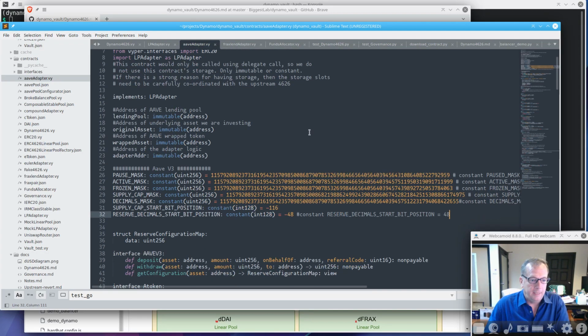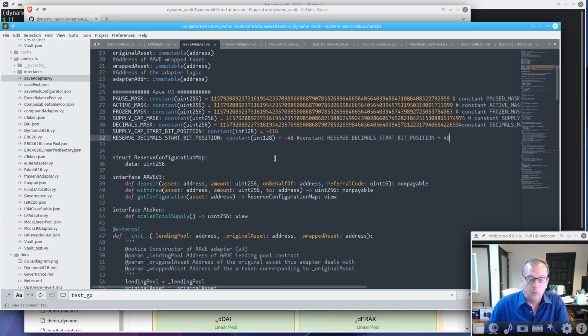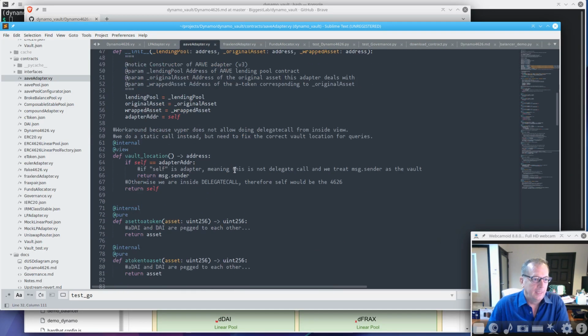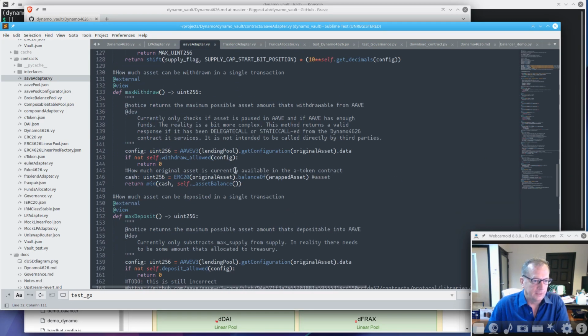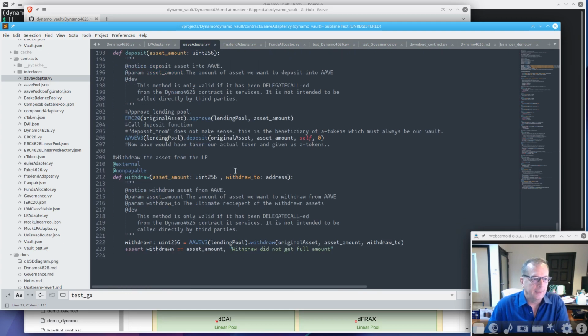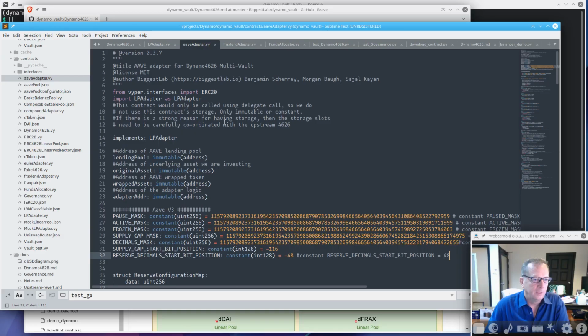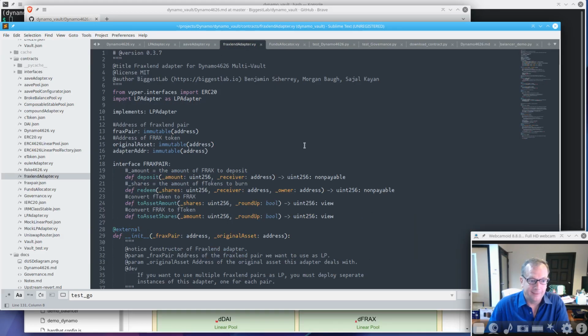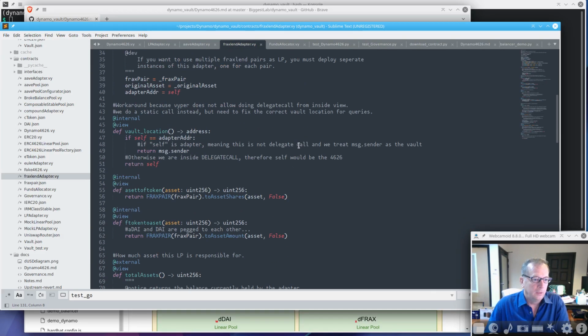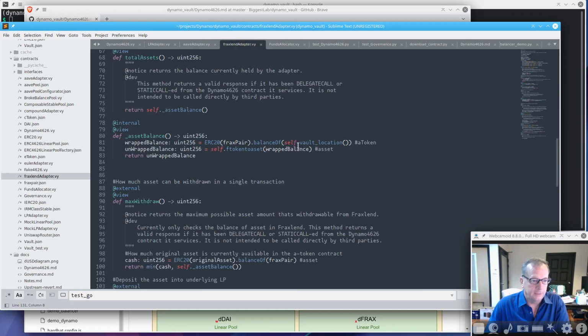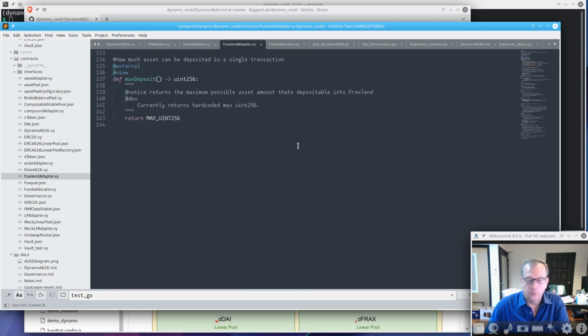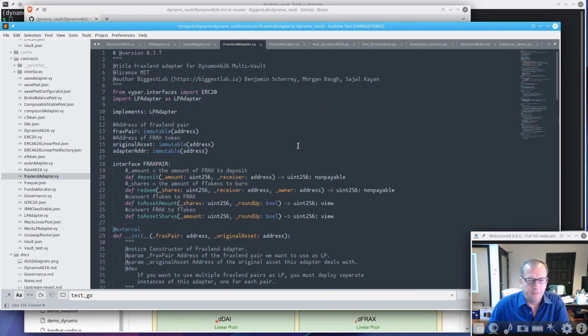Aave is more complicated on the things you have to do to integrate to it, and so this is their contract. It's not that complicated, but it's not an exact one-to-one relationship, so it's a little bit more code. Fraxlend, on the other hand, is really close already to what the model of the 4626 is, and so its code is much simpler. It's not very difficult to add a new LP to the system.